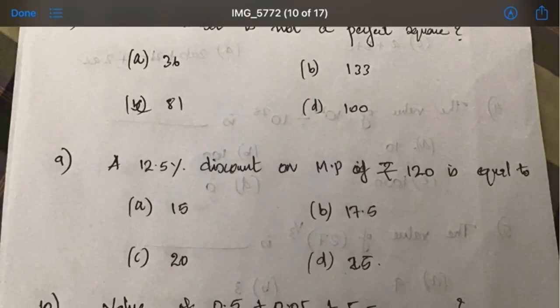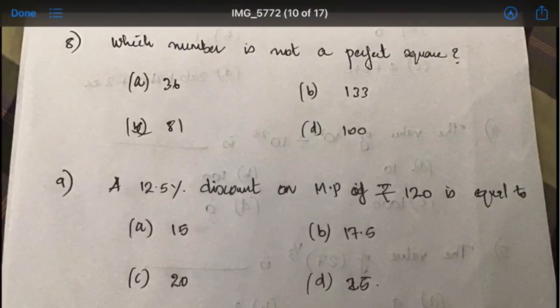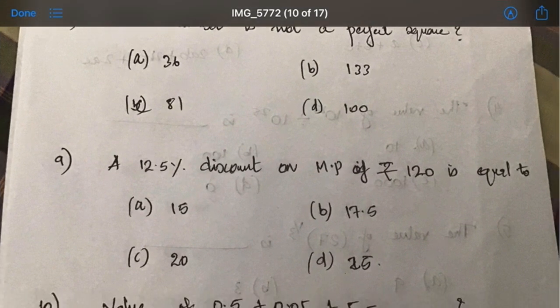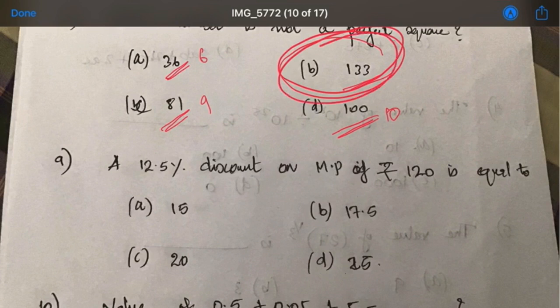So the next question is, which number is not a perfect square? Very basic and easy question, but these are asked in examinations, that's why. So 36 is 6 squared, 133, I don't know. If you know, you can comment. 81 is 9 squared, 100, the square root is 10. So the odd option is option B, 133 is the answer. So that's the answer. Okay, so let's go to the next question.